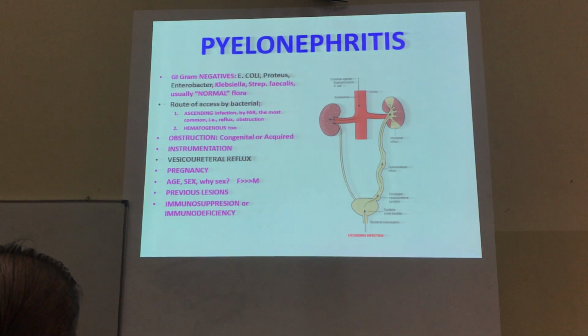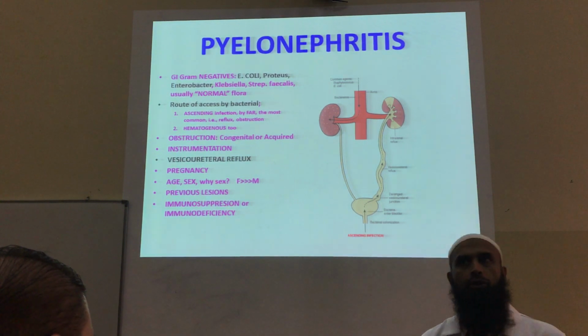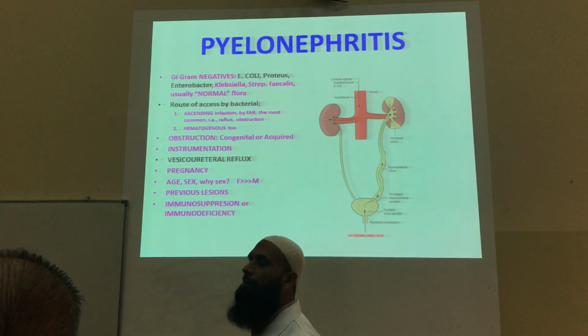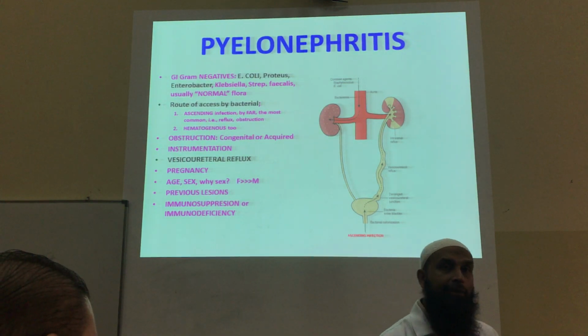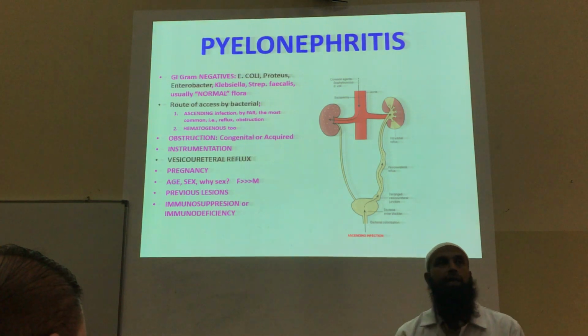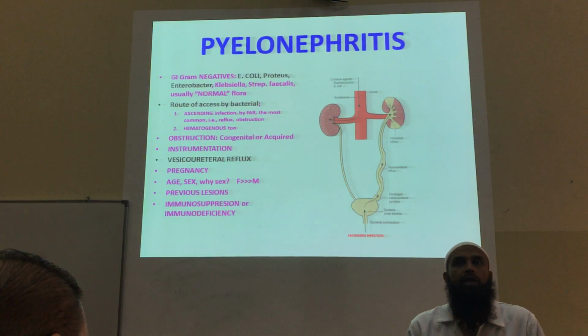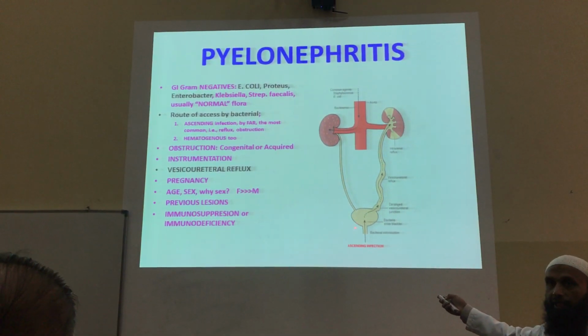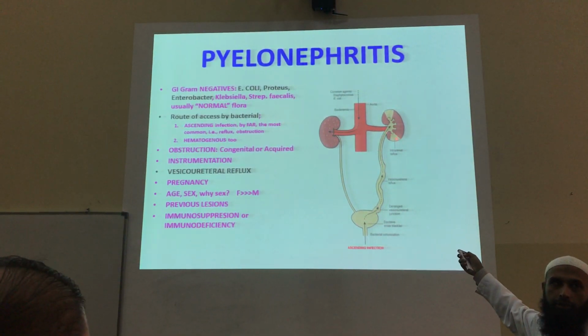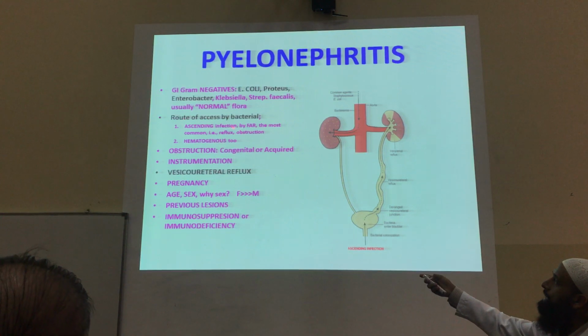What is the route of access? See, the kidneys are there, and usually the urine is sterile. You should not find any pus cells or any microorganisms. But once it becomes pyelonephritis, you can find a lot of them. From where can they come? There are two ways. There could be a UTI, which is called ascending infection. So one of the routes is ascending infection.